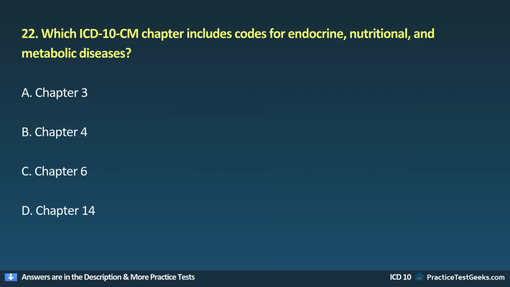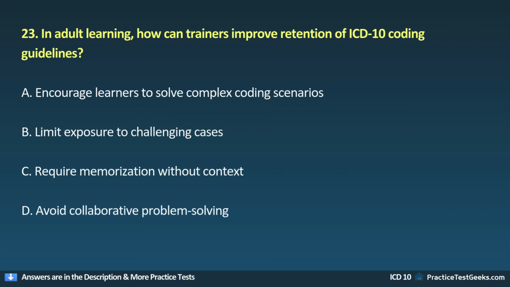22. Which ICD-10 chapter includes codes for endocrine, nutritional, and metabolic diseases? A. Chapter 3. B. Chapter 4. C. Chapter 6. D. Chapter 14.